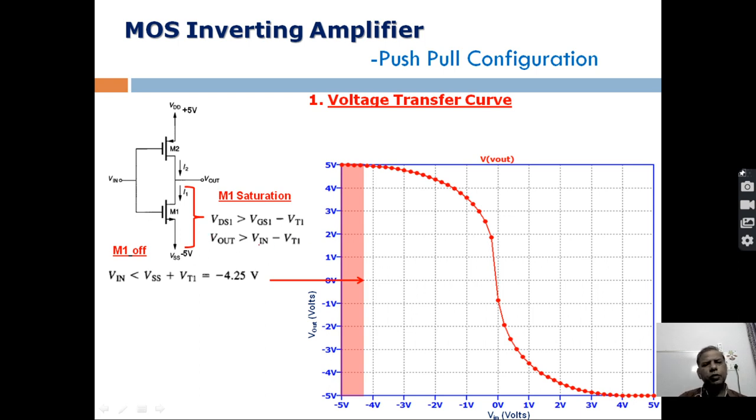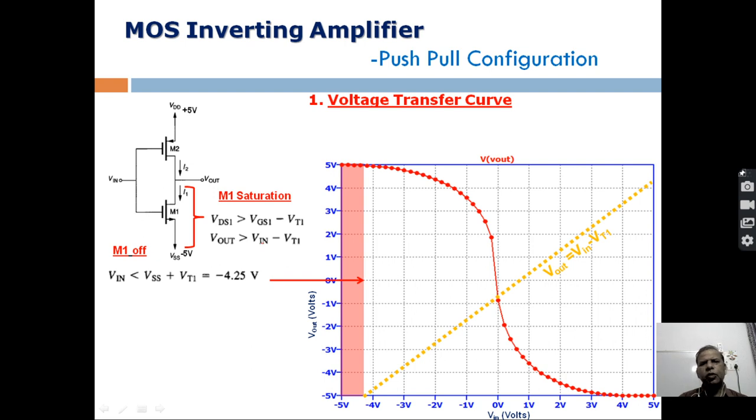So what we have to do? We have to find out this voltage V in minus Vt1 for different input voltages, because this condition depends on the input voltage. Input voltage varies from minus 5 to plus 5. So for different input voltages we will find out this particular condition. Here we are indicating this line. This line indicates where V out is equal to V in minus Vt1.